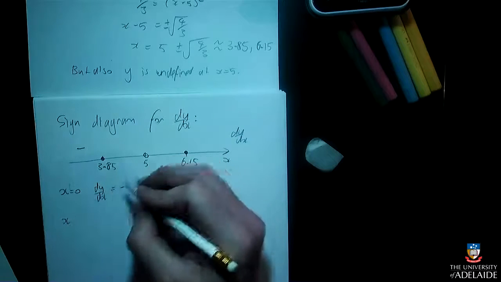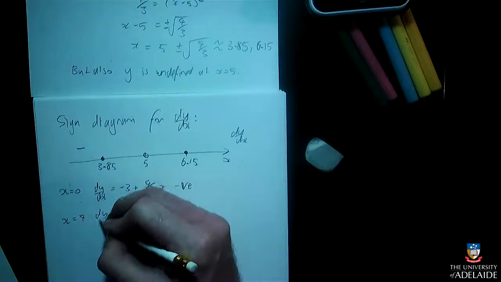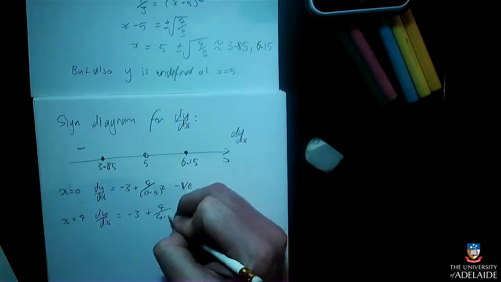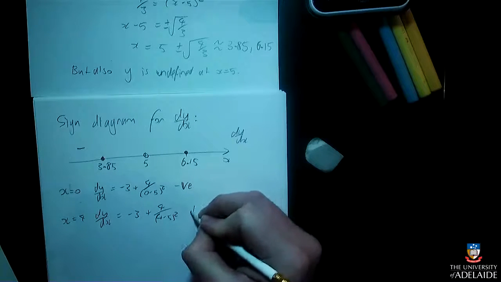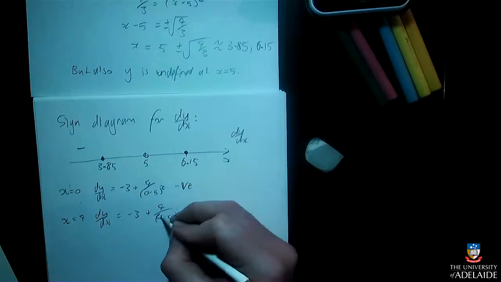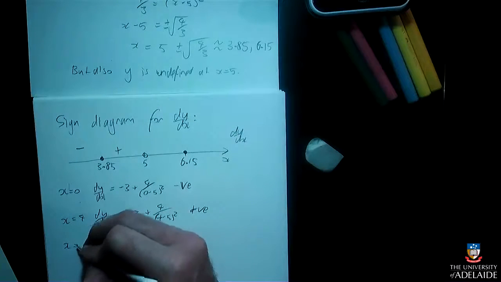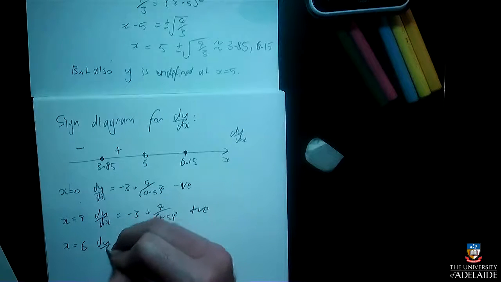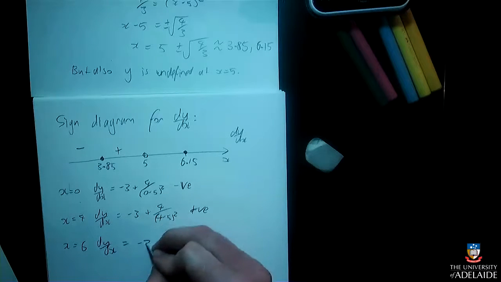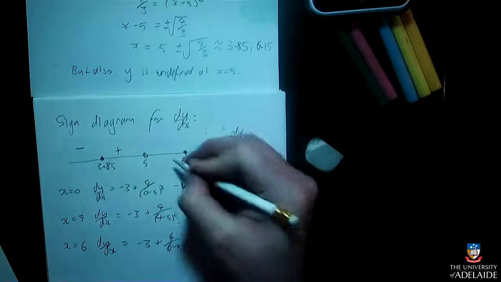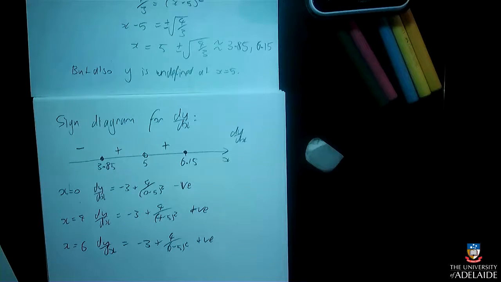And between here and here is 4, I can do that. Okay, minus 3 plus 4 over 4 minus 5 squared, which is going to be positive, because 4 minus 5 squared is 1. So it's plus there. 6 will work because it's actually in that zone. Minus 3 plus 4 over 6 minus 5 squared, which is still positive. Interesting. Very interesting. I'm interested to see how that lines up with what's going on here.